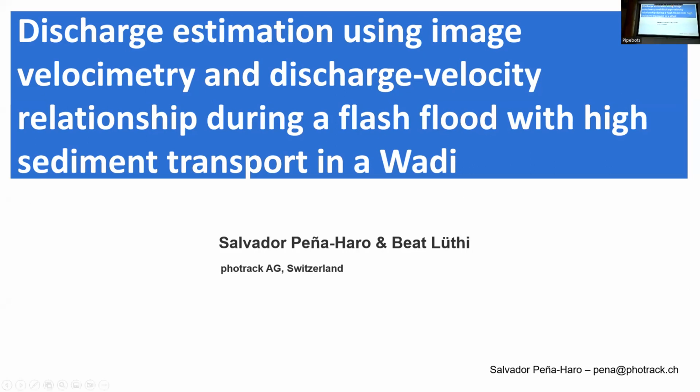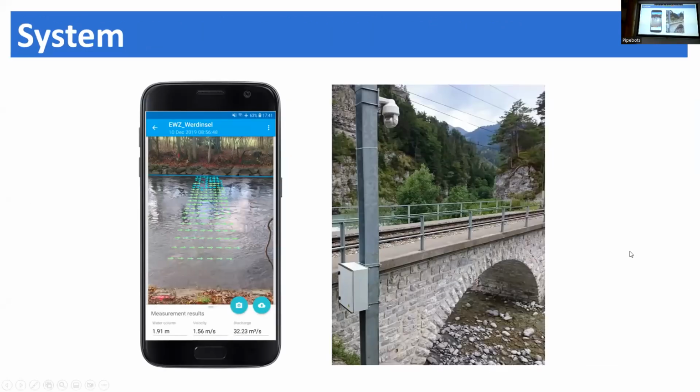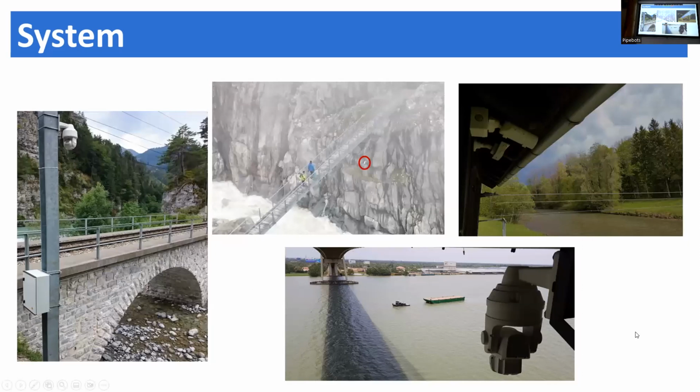Yesterday we were seeing the discharge app, and actually the same methods are implemented in fixed stations, like the one that we have on the right, where we have a camera and edge compute. These stations are measuring every 2 minutes, and we have installed them in different places. Here are some examples of how these fixed stations look.